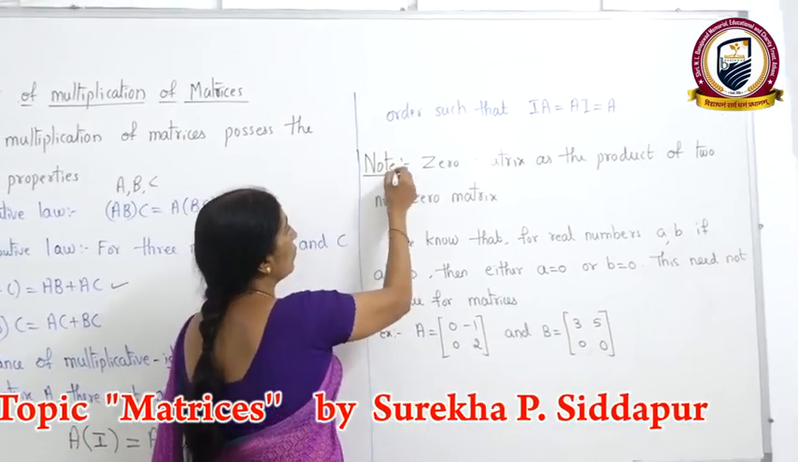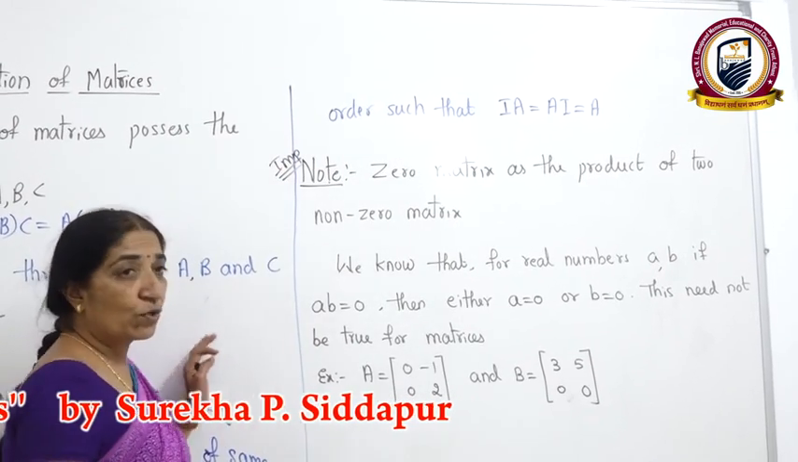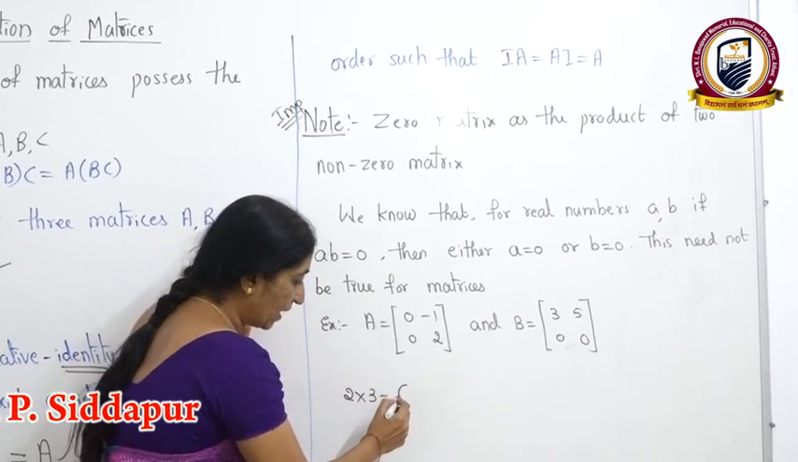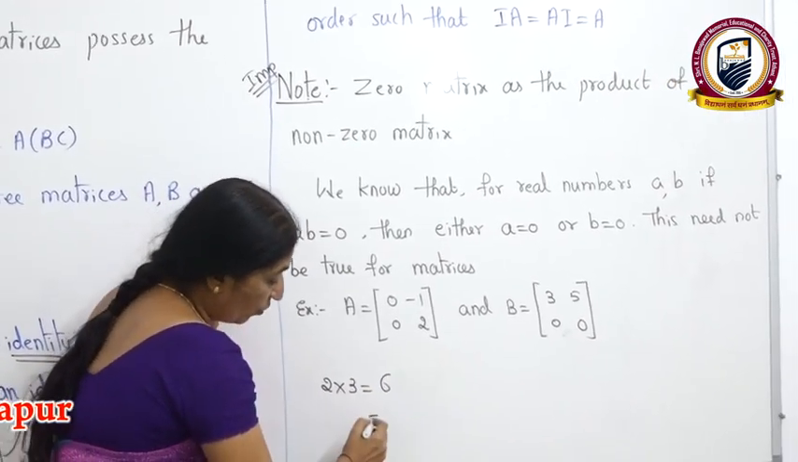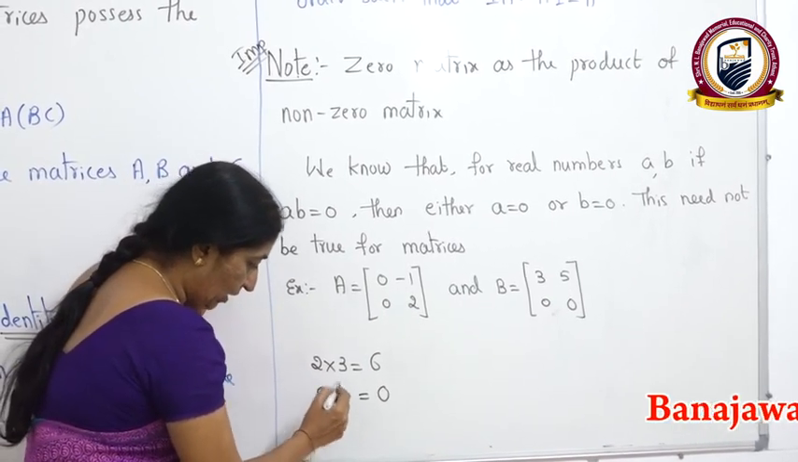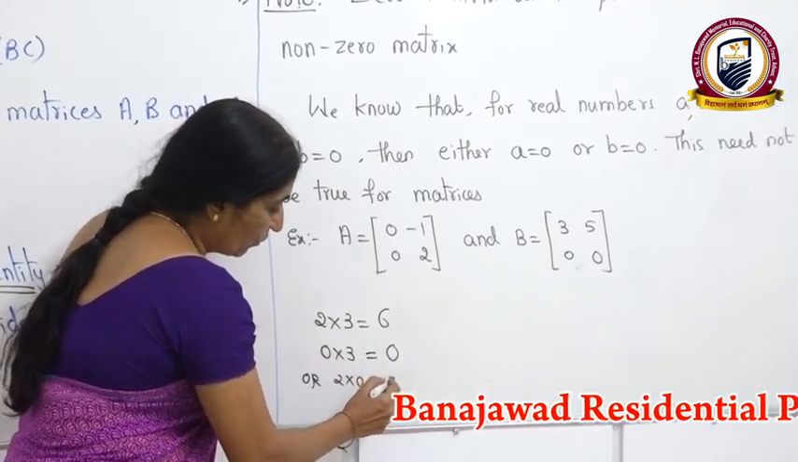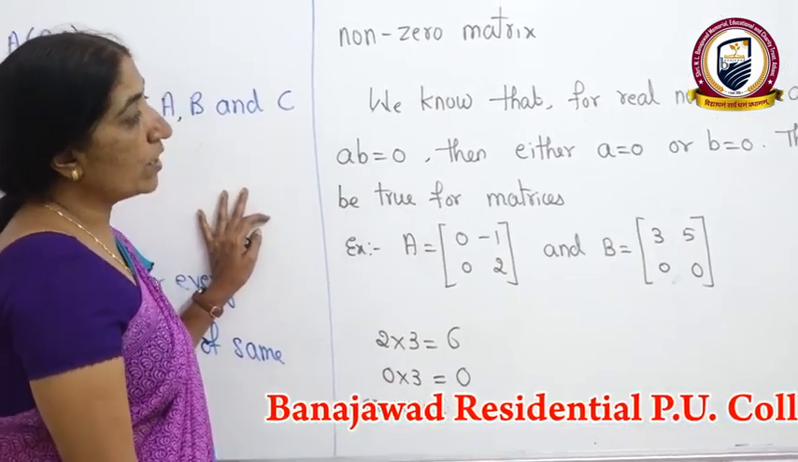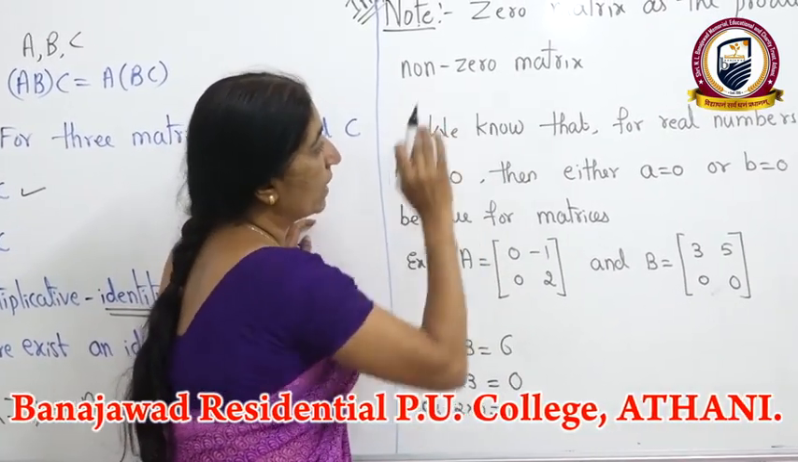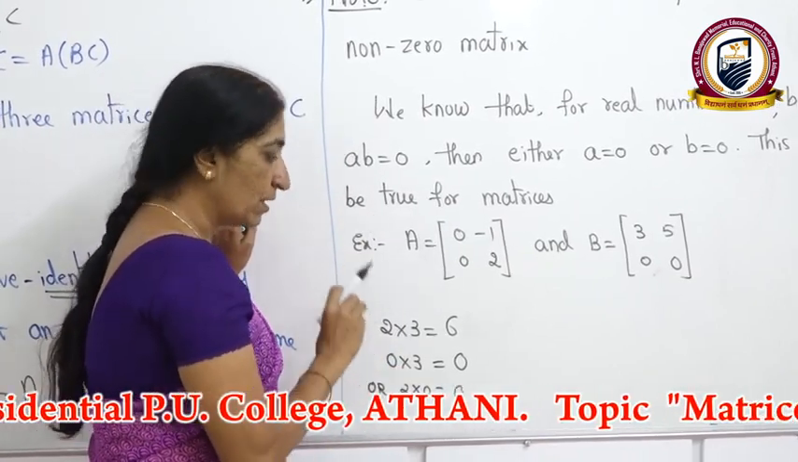Now this note is also very important. What is that note? When you are taking two real numbers, for example 2 into 3, what will be your answer? 6. Suppose you want the answer 0, what do you multiply? You multiply either 0 into 3, or 2 into 0, or 3 into 0. You will get answer 0. Then what is your conclusion? When you get answer 0 in a multiplication of real numbers, one number should be 0.